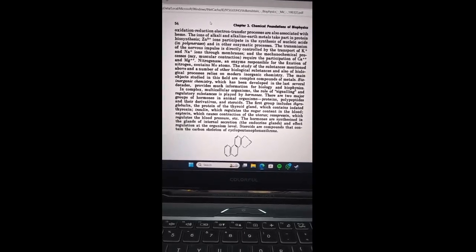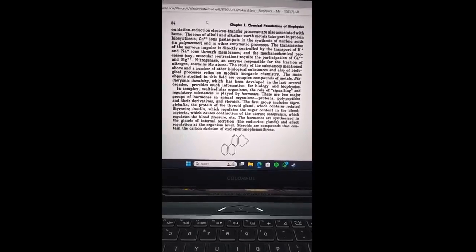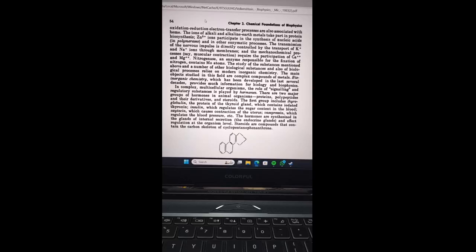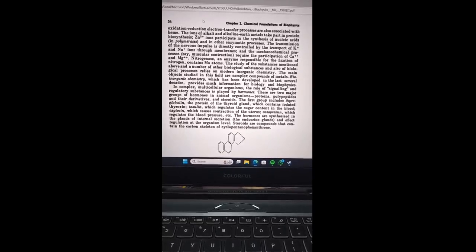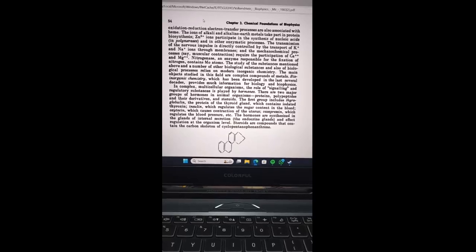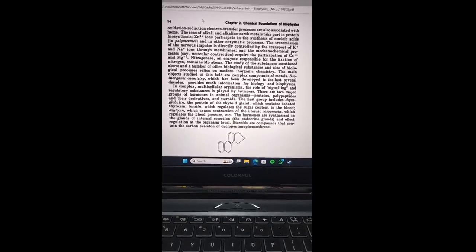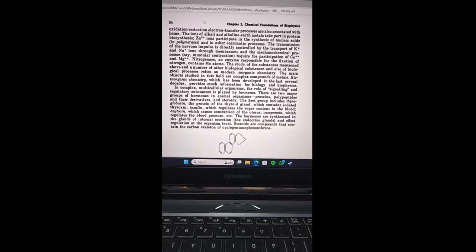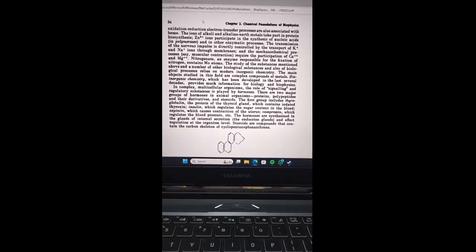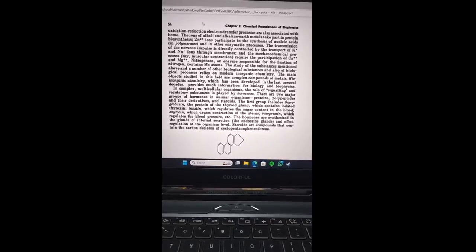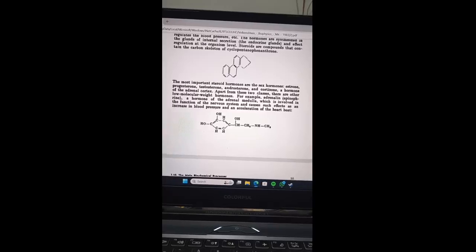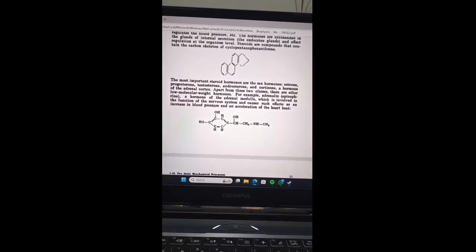In complex multicellular organisms, the role of signaling and regulatory substances is played by hormones. There are two major groups of hormones in the animal organism: protein and polypeptide hormones, and derivatives of steroids. The first group includes thyroglobulin, the protein of the thyroid gland, which contains iodine, thyroxine, insulin, which reduces the sugar content in the blood, oxytocin, which causes constriction of the uterus, vasopressin, which raises the blood pressure, etc. The most important steroid hormones are the sex hormones, estrogen, progesterone, testosterone, and cortisol, a hormone of the adrenal cortex.